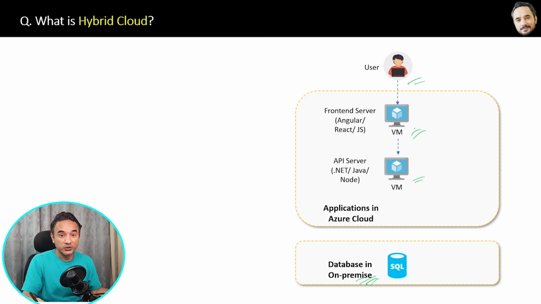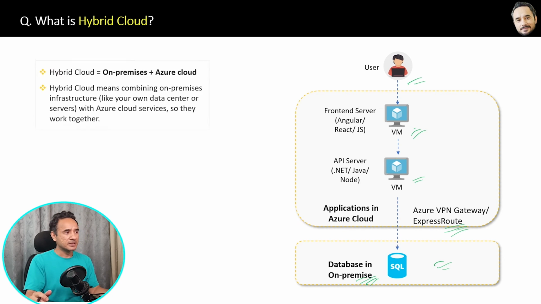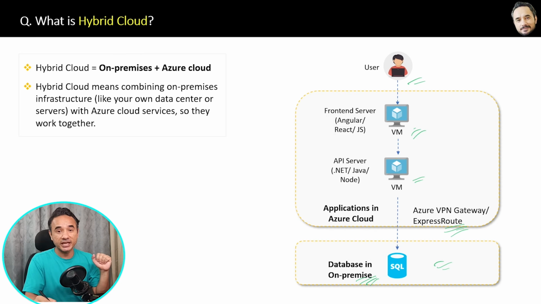Now in this scenario, you can use the hybrid cloud model. Here, like this, you can use the Azure VPN gateway or ExpressRoute to connect your Azure application in the Azure cloud with the on-premise database like this. Okay, so this is hybrid, a mix of cloud and on-premise both. So hybrid cloud means combining on-premise infrastructure with Azure cloud services. And here I have written the same thing which I have explained, so that later if you want to revise, you can easily revise it from the book.